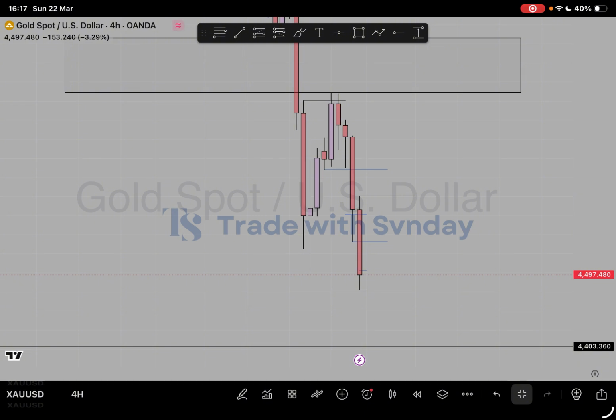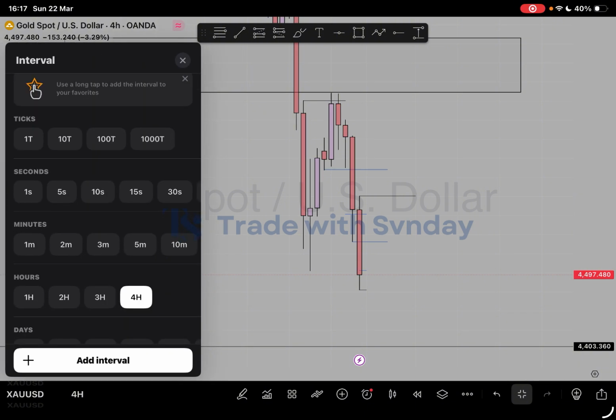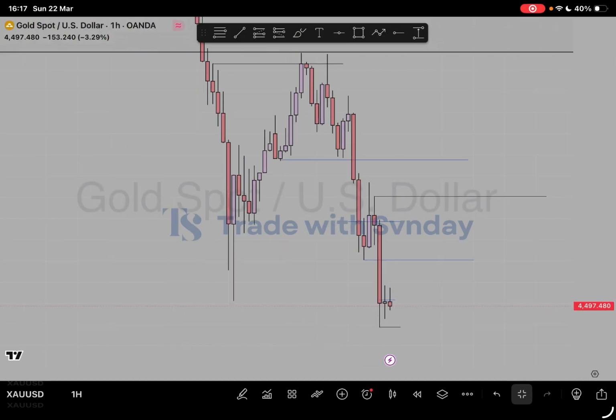So let's go down to the 1 hour time frame. I would love to conclude from the 1 hour time frame so we could actually get a clue of everything.